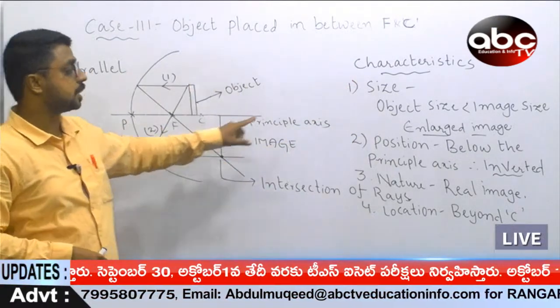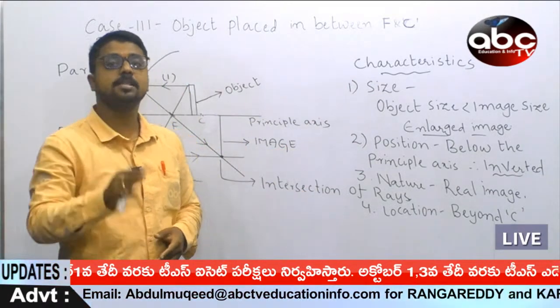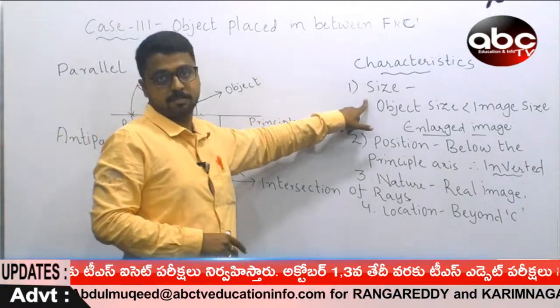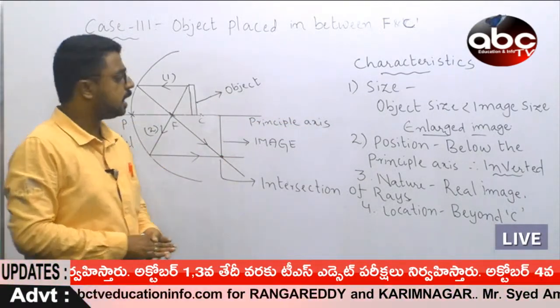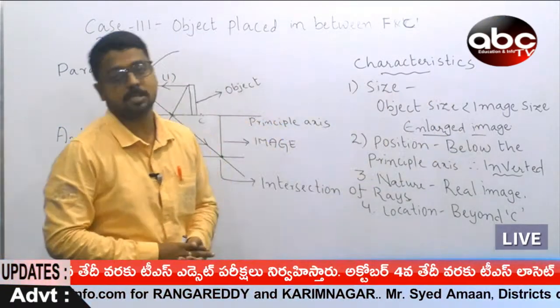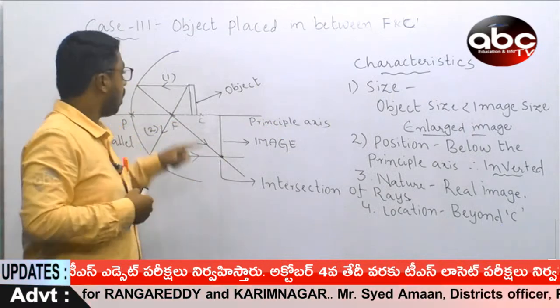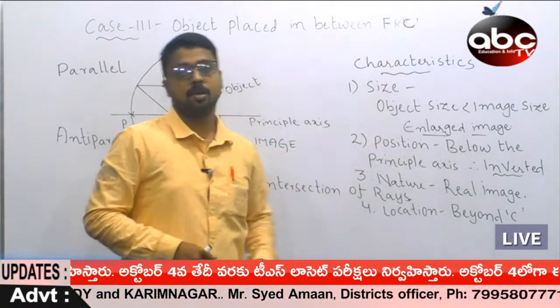Those characteristics can be studied under 4 headings. ये 4 headings क्या है? पहले तो साइज. ऑब्जेक्ट साइज इमेज साइज का छोटा है, इसीलिए ये इमेज को हम क्या बोल सकते? एनलार्ज्ड इमेज बोल के बोल सकते. इमेज तो मोटा है, ऑब्जेक्ट तो छोटा है, इसीलिए हम साइज एनलार्ज्ड इमेज तो बोल सकते.